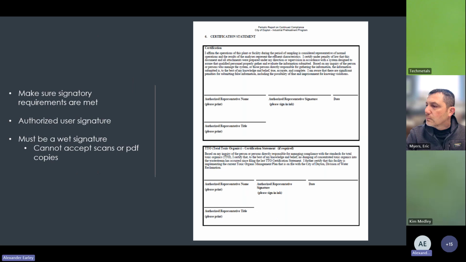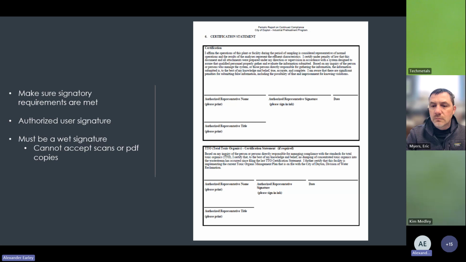The last page of that, the signatory requirements, make sure that if you are the authorized representative, that we do get a wet signature. As part of our pretreatment program, we cannot take copies of signatures. So if we have received a copy of a signature, chances are we have sent it back to you and asked for a wet signature.